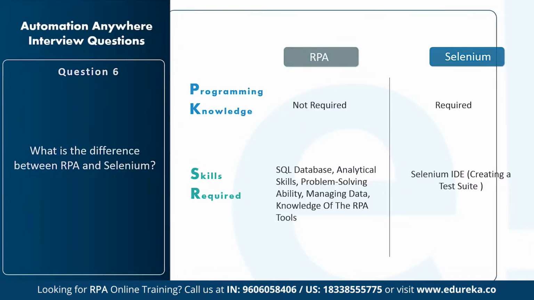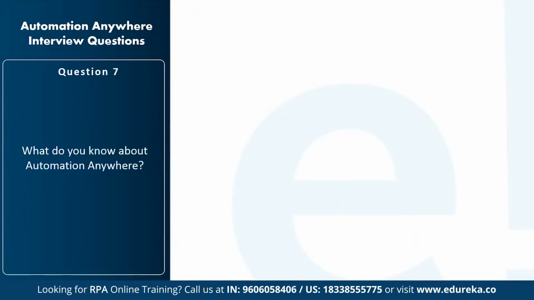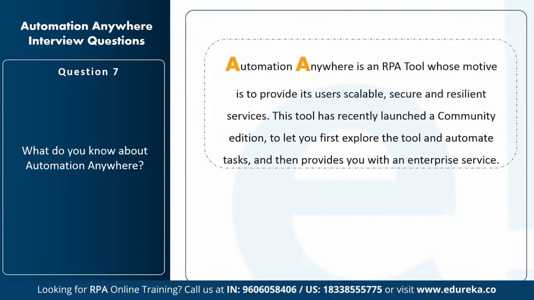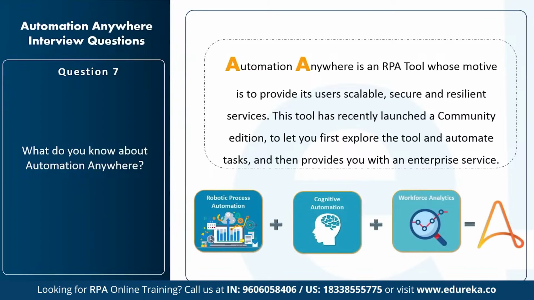Now moving on to the next question, that is, what do you know about Automation Anywhere? So as I said before, Automation Anywhere is an RPA tool whose motive is to provide its users with scalable, secure, and resilient services. This tool has recently launched a community edition to let you first explore the tool and automate tasks, and then it also provides an enterprise version with which you can automate tasks at an enterprise level.